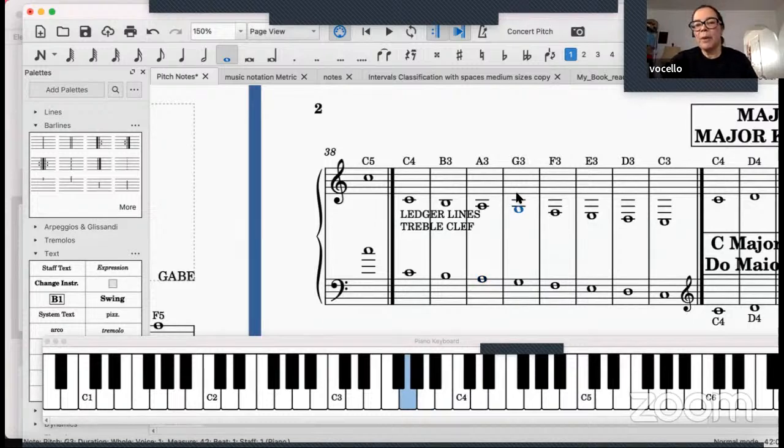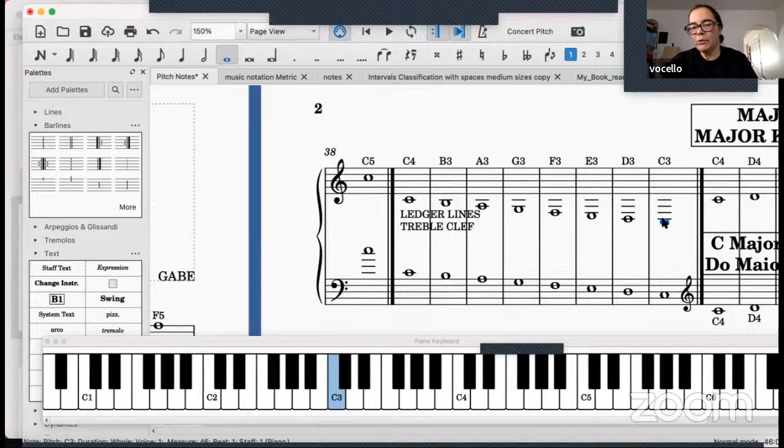G3 is the third space below the musical staff. F3 is the third ledger line below the musical staff. E is 1, 2, 3, 4, the fourth space below the musical staff. And D3 is the fourth ledger line below the musical staff on the treble clef. 1, 2, 3, 4, 5 is the fifth space below the musical staff on the treble clef, and it is C3.